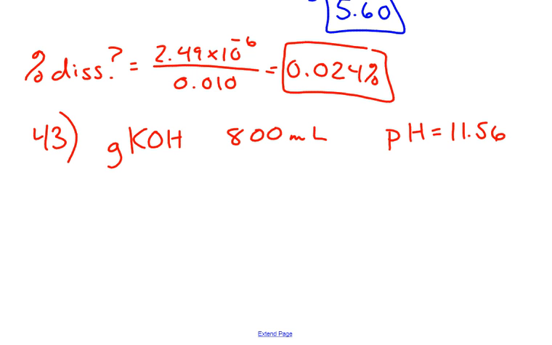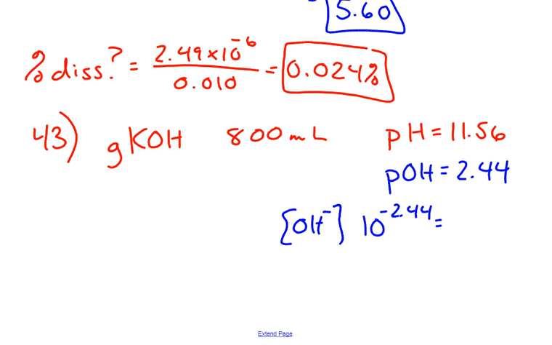So let's talk about this. I want grams of KOH. I have pH and I have a volume. So any ideas of starting points? Jeffrey? Find pOH. Okay. Now what? Yeah, 10 to the negative of that. Okay, the concentration of OH. So that'd be that so far?